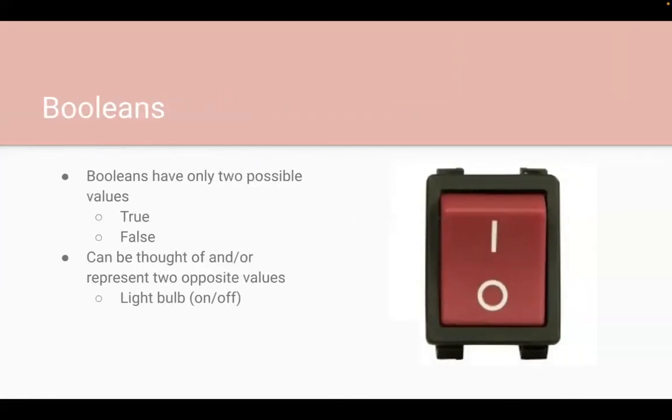So there's different types of decision statements. The first one that we're going to be covering is Booleans. Booleans only have two possible values, true or false.